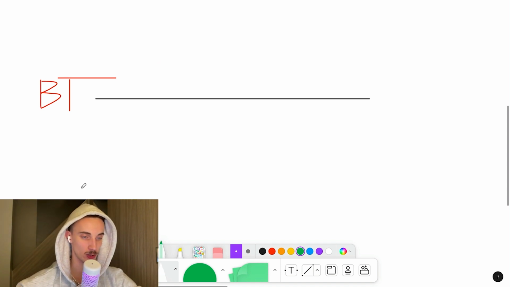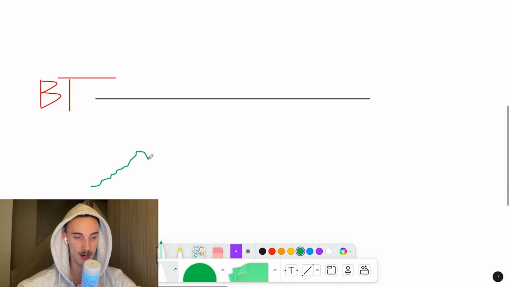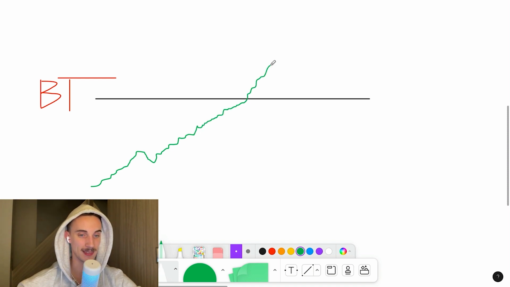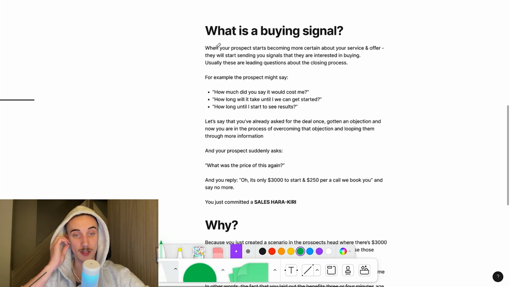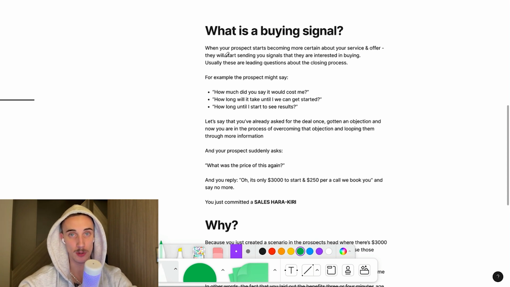So during the sales call, you might be here, you say something good, the certainty rises, and then you say something bad, and boom, boom, boom. During the sales call, you might be getting them closer to the certainty line. And then they cross over and they are certain about your product and your service, you as a salesperson or you as a founder, and they would be completely ready to buy. In this situation, they will start sending you signals that they're interested in buying. And usually these are leading questions about the closing process. They are trying to start the closing process themselves.